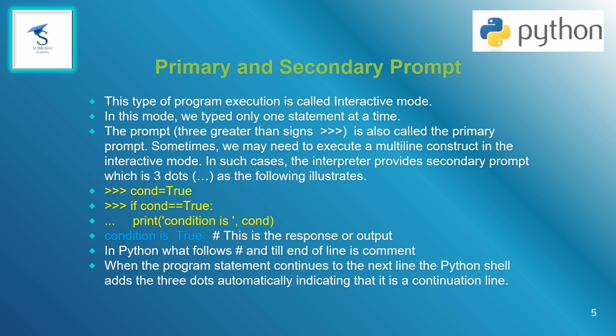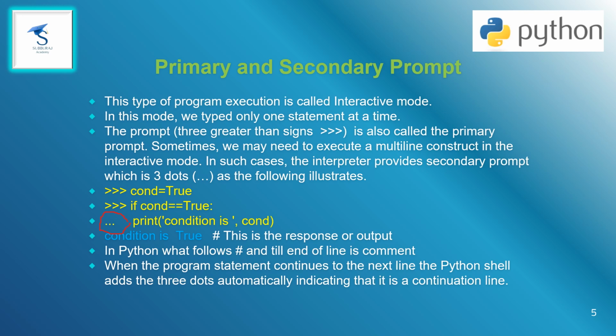The interpreter is good. It inserts 3 dots as shown here. You can see those 3 dots. If it is a single line, see, we type cond is equal to true, and that's one line. That's fine. That's a single line statement.